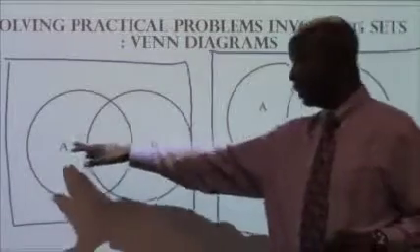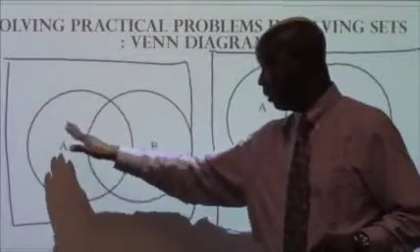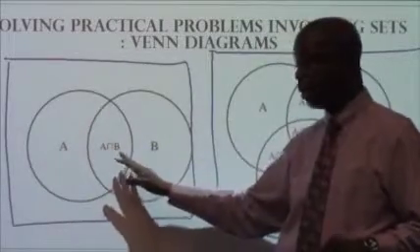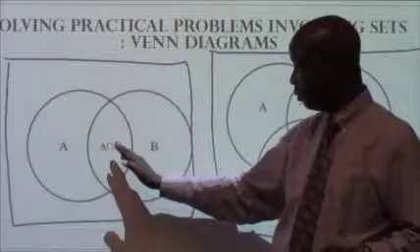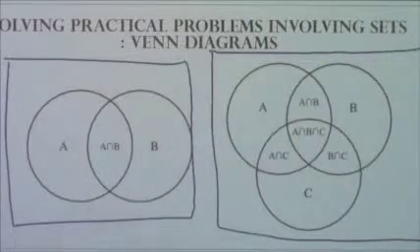Whenever we see, for example, a 5 here and a 2 here, it means that the number of elements in A will be 5 plus 2. Say we see a 7 here and a 2 here, the number of elements will be 7 plus whatever is over there. So you read it as you see it.